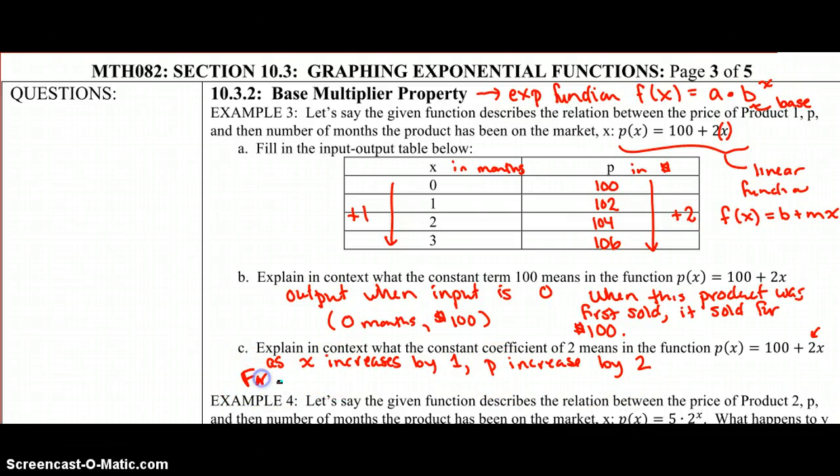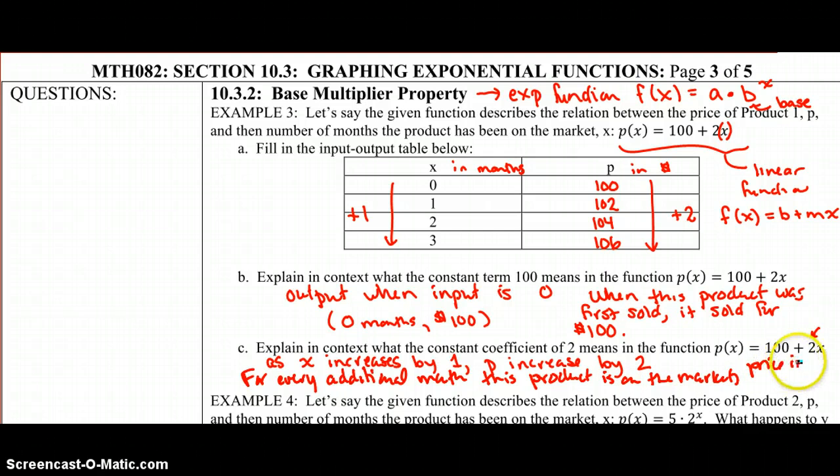So for every additional month this product is on the market, price increases by $2. Or we could also say, using our rate of change, that the price here is changing at a constant rate of $2 per month.